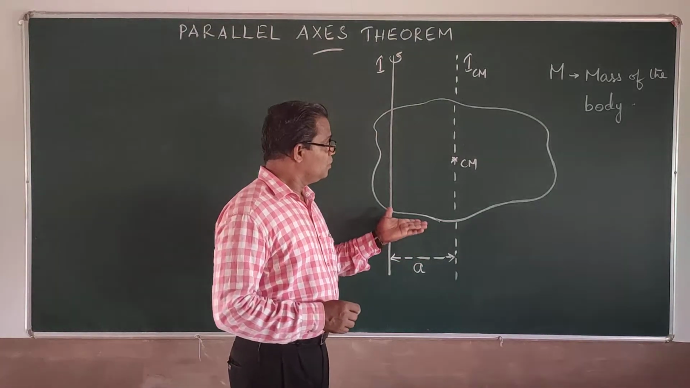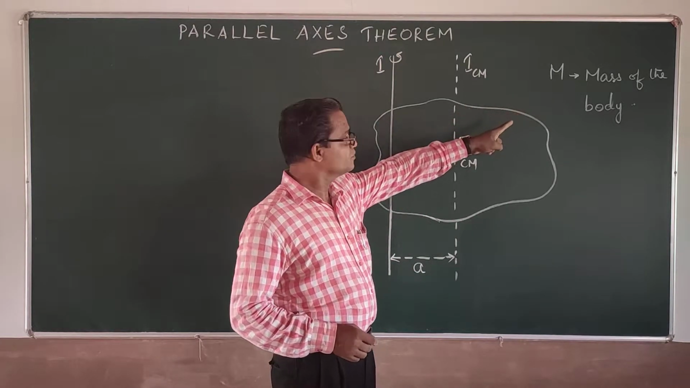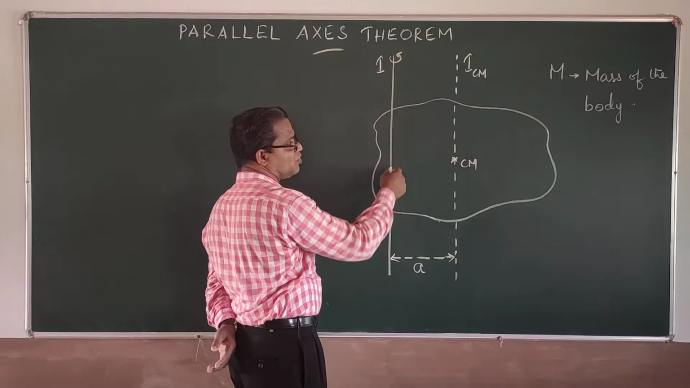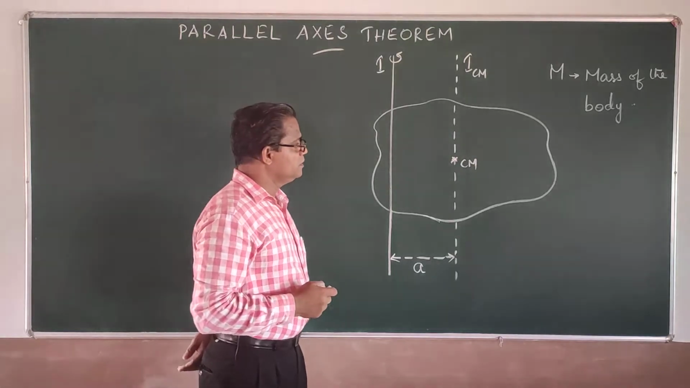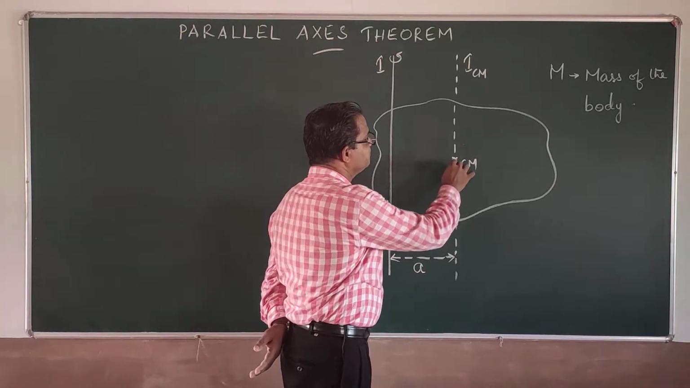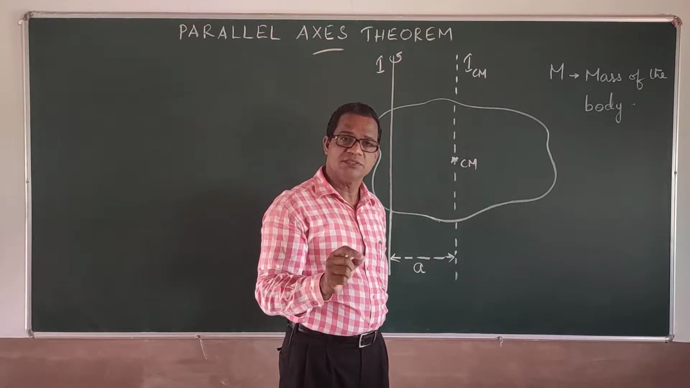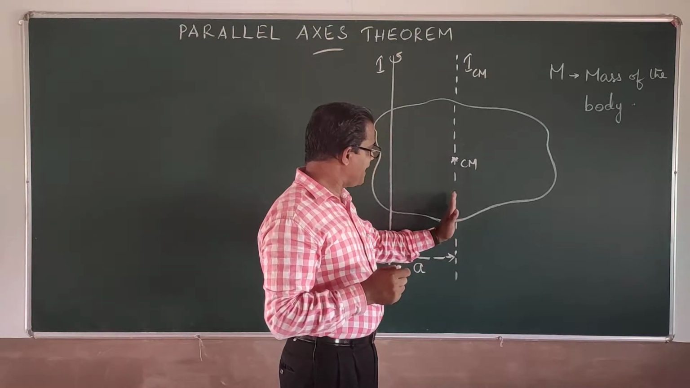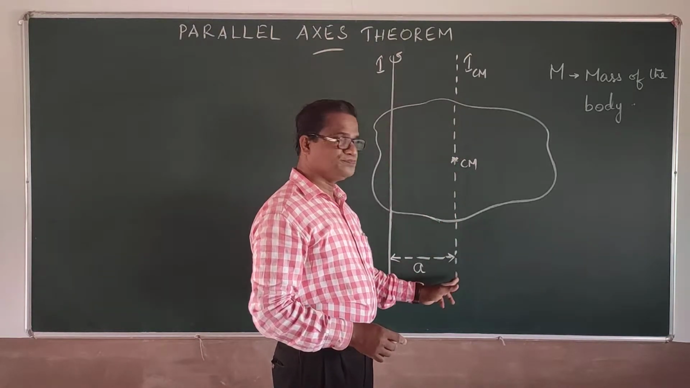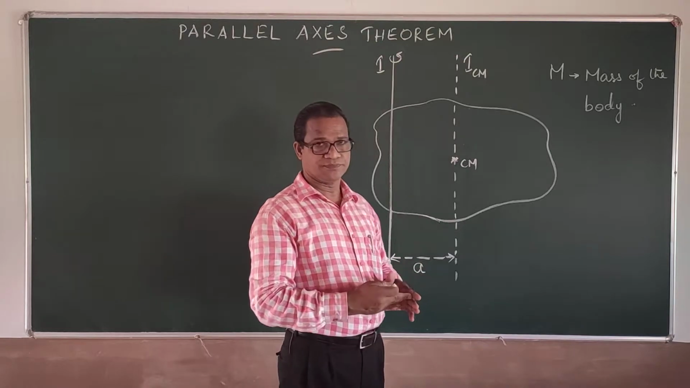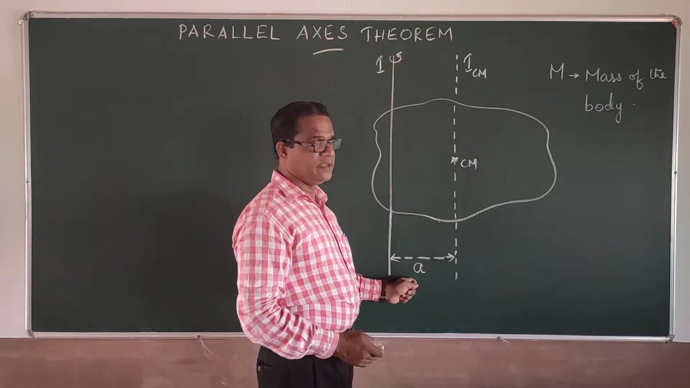So I consider a rigid body here of mass m, and I want to find the moment of inertia of this rigid body rotating about this particular axis. Then, to find that moment of inertia, I will be considering an axis passing through the center of mass of the body and also parallel to the given axis. That is how we are getting the parallel axis. And the distance between the parallel axes we have taken as a.